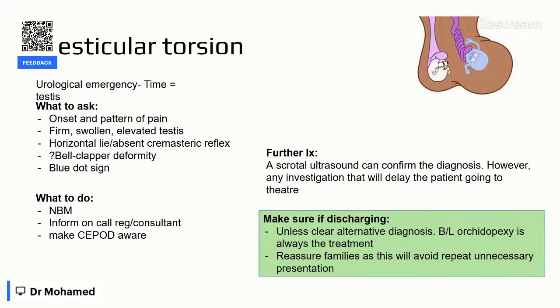Different trusts have different guidelines about who goes for an exploration versus having a scrotal ultrasound, for example. But the most common gold standard is that anyone where torsion is suspected should be having an exploration. An ultrasound can be used where there's some ambiguity, but often ultrasound will cause a delay because of availability, etc. So you shouldn't be delaying treatment to wait for an ultrasound.